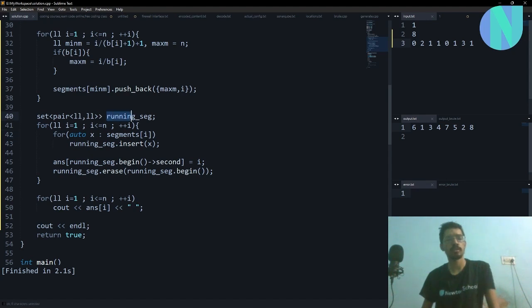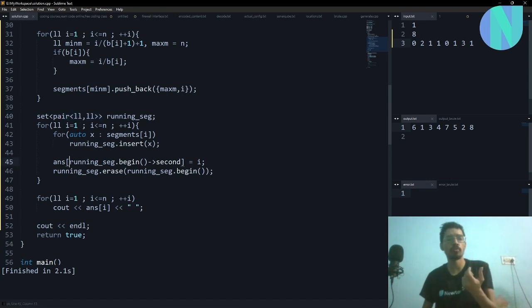So here is my set that is for running segments. Then for every I from 1 to n, I try to place it. When I try to place it, I insert its segments, along with the segments that are already there, into my running segment set. Then I choose the first element because the set is always sorted. So the first element will always contain the pair that has the smallest right endpoint.